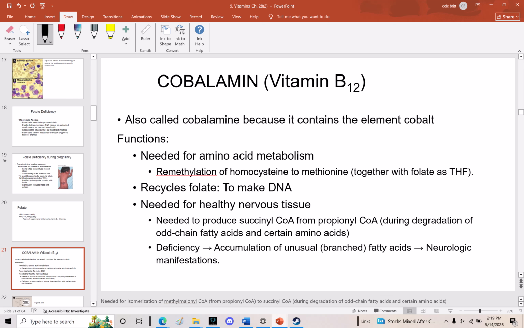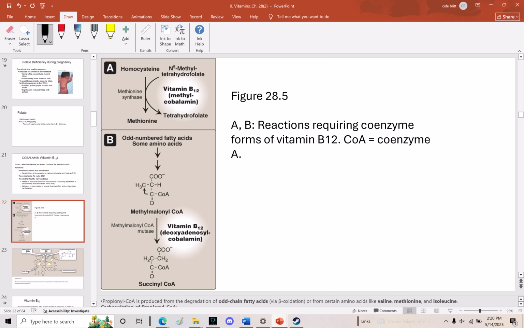So this is just showing what it does. Here is recycling folate. Essentially, here's folate, and in order for folate to be recycled, for its methylation to occur again, it needs B12. So recycling folate is this first one here. And this is just showing the breakdown of odd chain fatty acids. Remember, we convert them into succinyl-CoA. If we can't do this, then we're going to have accumulation of these odd chain fatty acids. So two functions: recycling folate, and it is needed for generation of healthy nerve tissue.